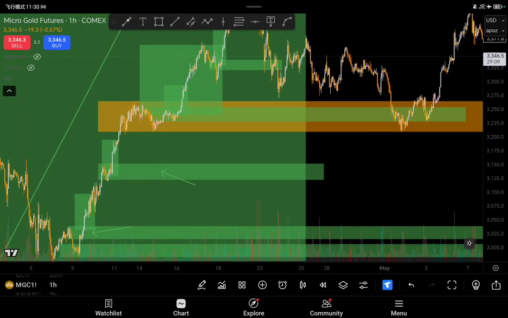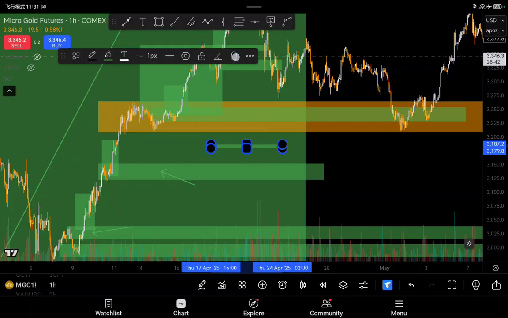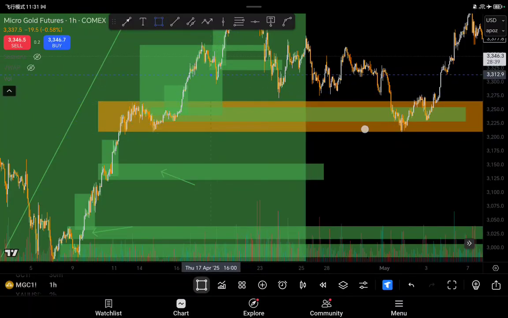The lower time frame you go down, the more noise you will see, and it is very difficult for you to make a judgment. For example, this one comes down and then pushes up, and then in the middle it pushes up and pushes up again. There are a lot of zones happening, so your chart gets more and more messy. That's where mistakes come from.